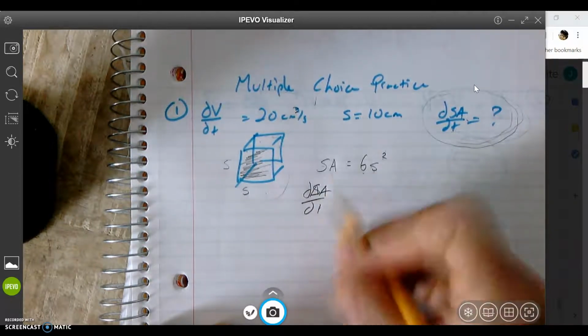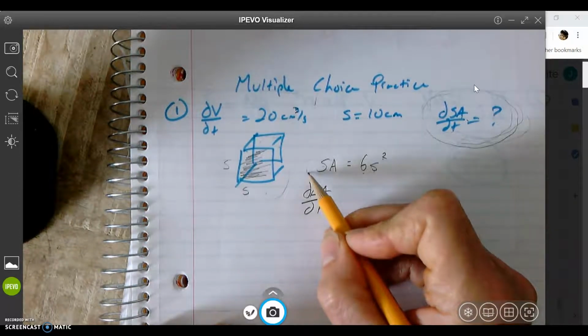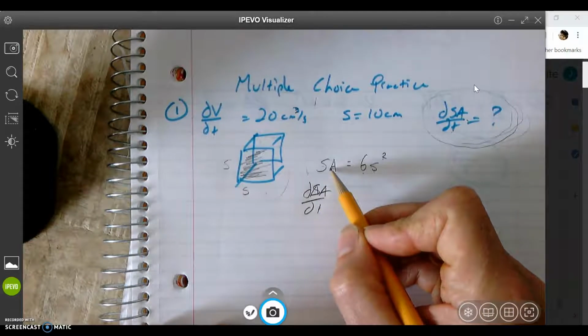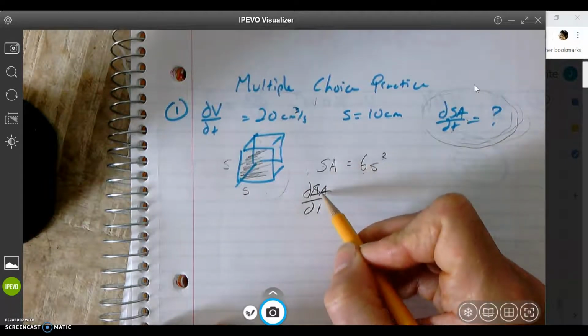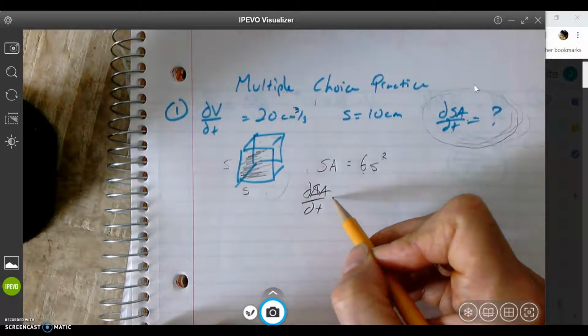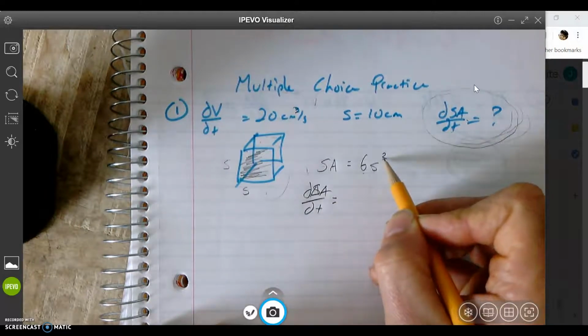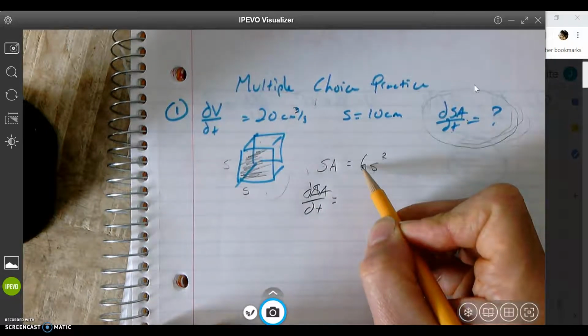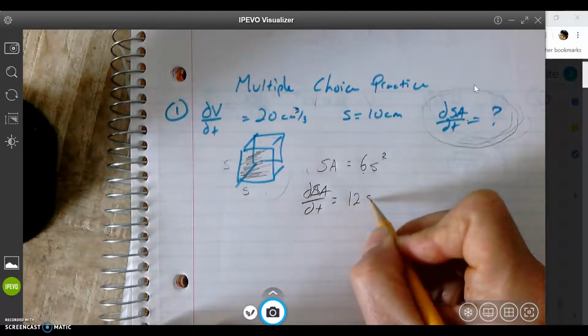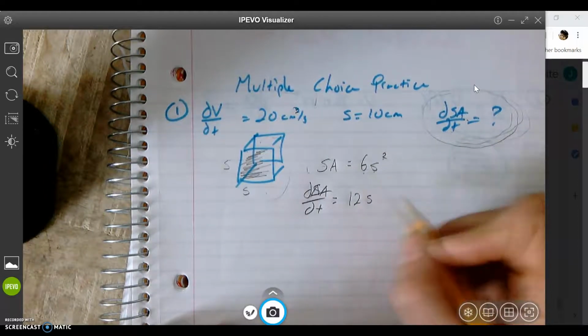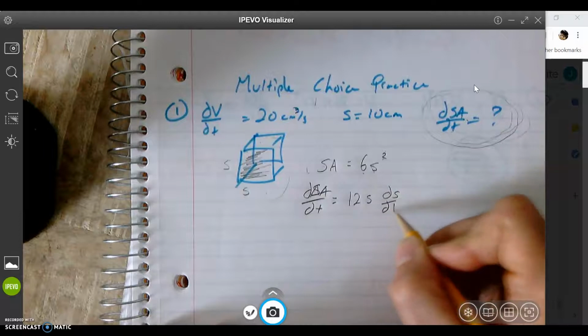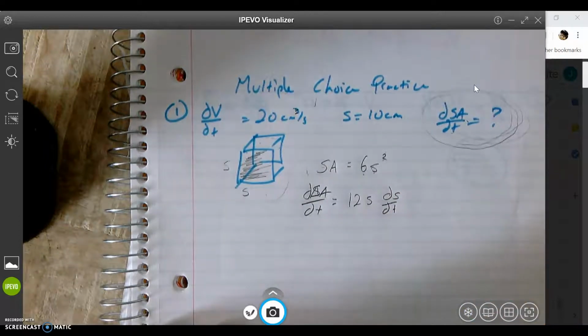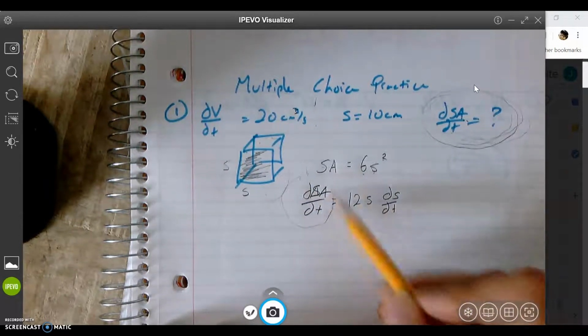dSA/dt. The derivative of this is 1, and then you're doing implicit differentiation. The derivative of surface area is the derivative of surface area over time, equals 2 times 6, which is 12s. The derivative of s is ds/dt. Okay? So this is what I'm looking for right here.